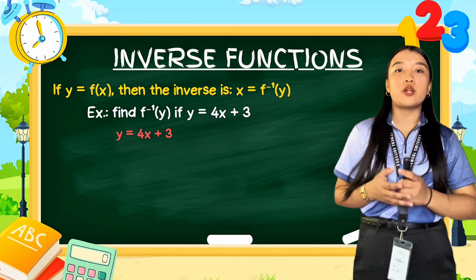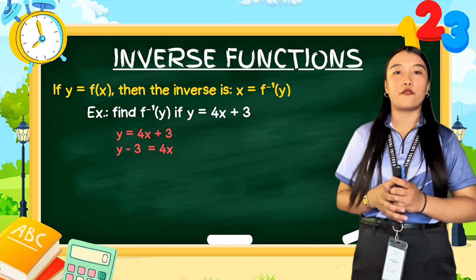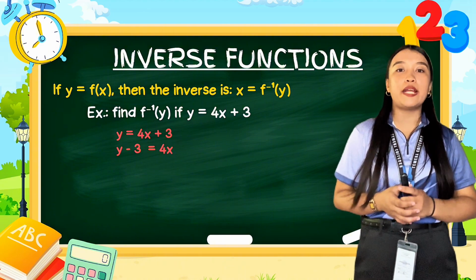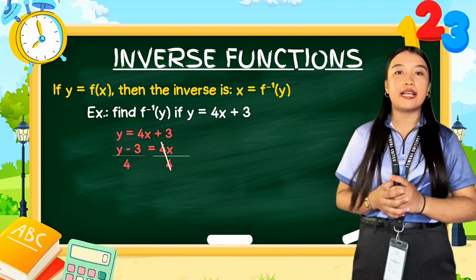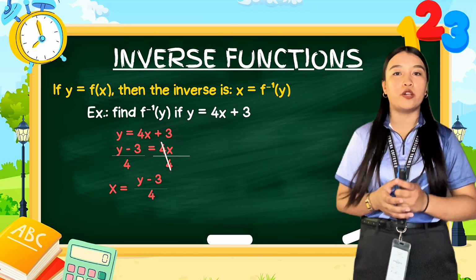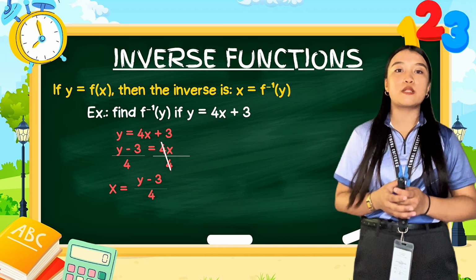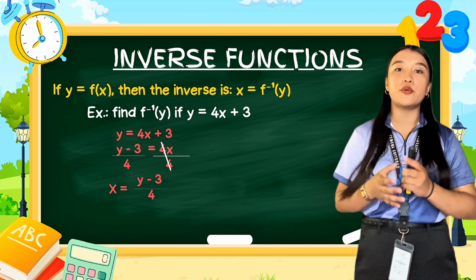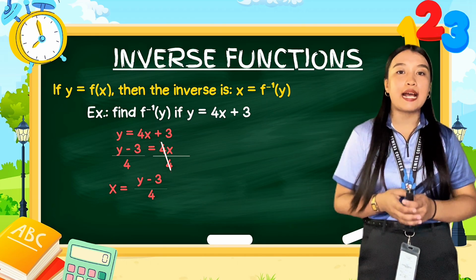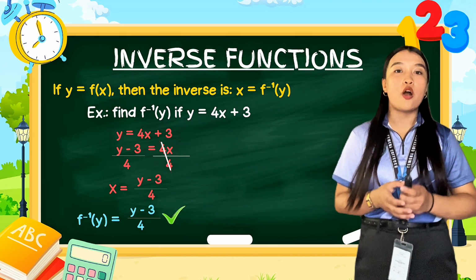First, we subtract 3 from both sides. This gives us y minus 3 equals 4x. Next, we divide both sides by 4 to isolate x, resulting in x equals y minus 3 over 4. Since we now have x in terms of y, we can express the inverse function. So the inverse function is read as f inverse of y equals y minus 3 over 4.